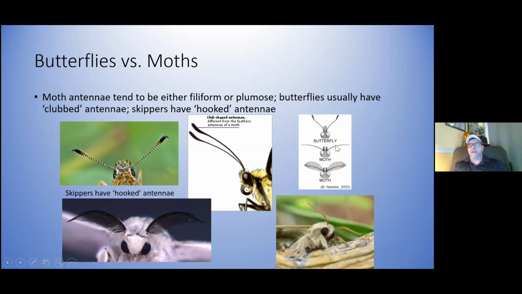So if they have either thread-like or feathery antennae, odds are they're a moth. If they have club-like, they're a butterfly, and if they have hooks, they're a skipper. So does that help? And when they fly is a little bit of a hint, but there's lots of butterflies that will sometimes be active at night, and there's a ton of moths that are active during the day as well.